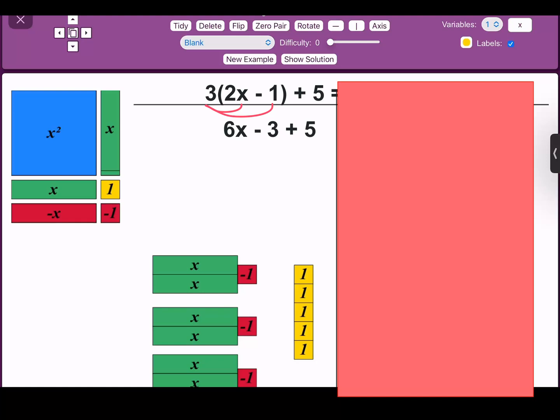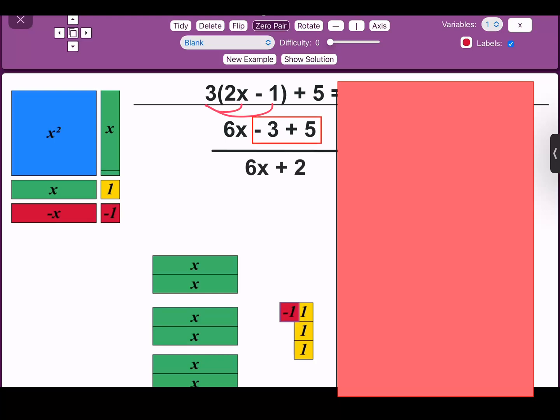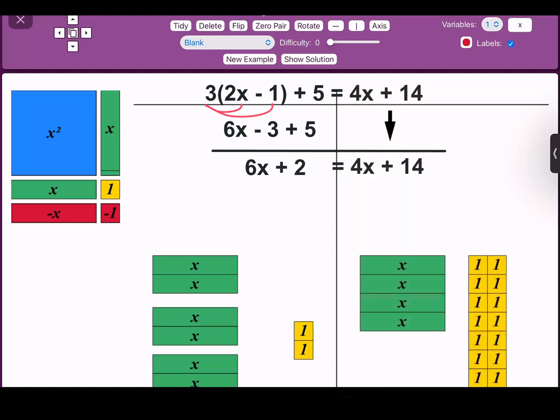So starting with the left side, I can see I have some like terms here. I combine these 3 negative unit tiles with the 5 positive unit tiles, and then remove any 0 pairs that form. And then I'll see here I'm just left with 2 positive unit tiles. Algebraically, you will show them that when we combine like terms, -3 plus 5 equals +2. And then on the right side, there's no like terms to combine. So after combining like terms and eliminating any 0 pairs that form, I'm left with 6x plus 2 equals 4x plus 14.